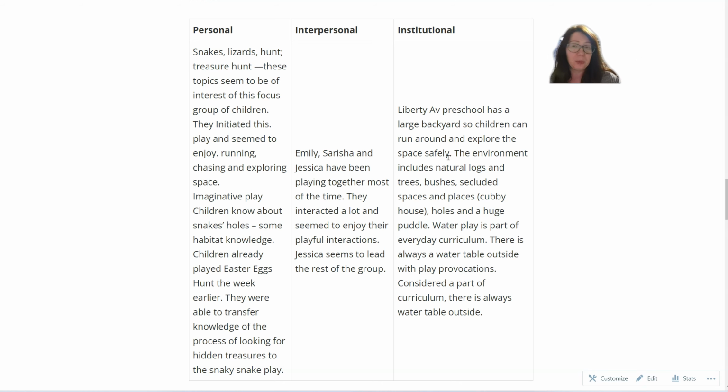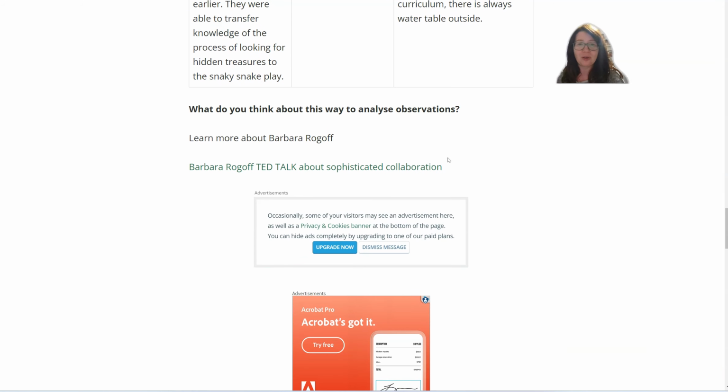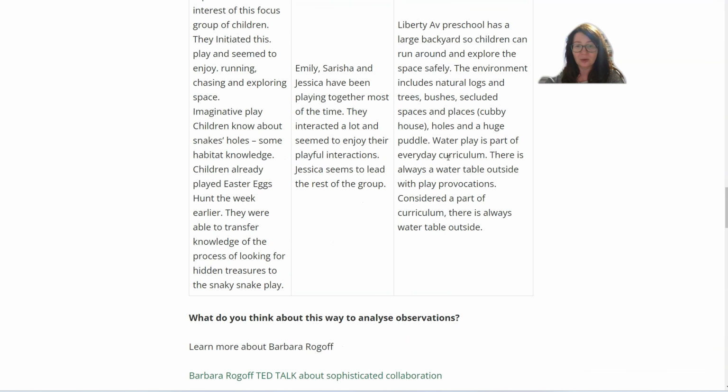So how there are people who are hunting animals in a way with cameras that are not hurting them as well. And this could go anywhere, but as you can see, we also can focus on the interpersonal lens and support children's project, because this is a focus group of children. They seem to play together nicely, so we can organize a project or inquiry just for them. So this is Barbara Rogoff and her three planes of analysis.